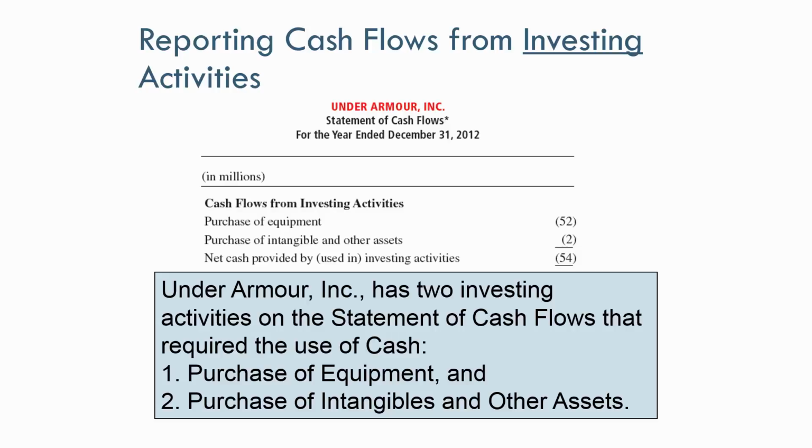So now we're on to the investing activities, and they purchase equipment, and if they buy equipment and they pay cash, it's a negative, and they also bought some intangibles or other assets here. It might have been the purchase of a trademark. The net effect of this is that they are using up their cash, $54 million in those activities.